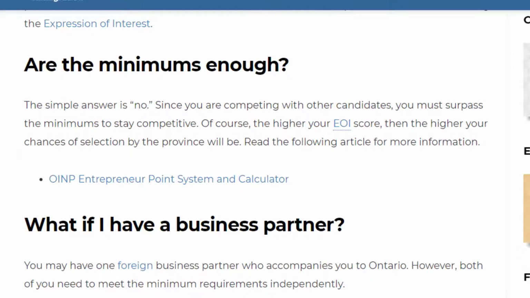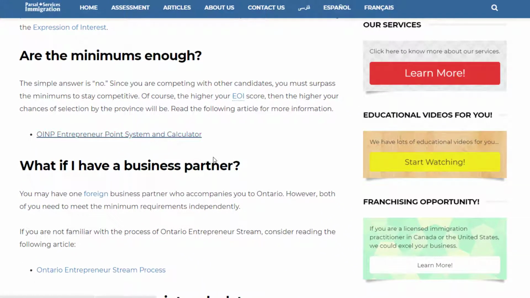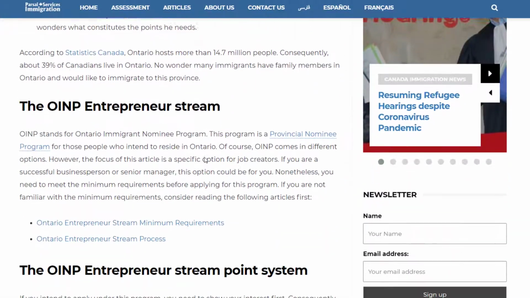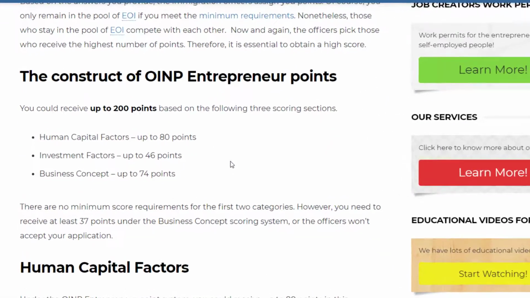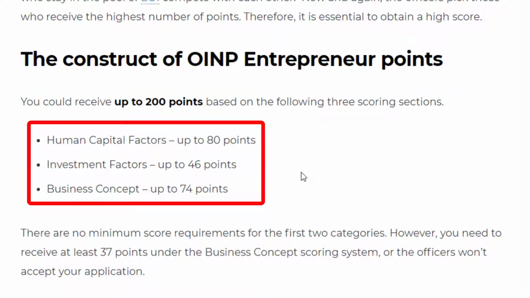Are the minimums enough? Unfortunately, they are not enough. You also need to have enough points, and that's why we have created a calculator. But before I show you the calculator, I'll quickly review the points that you could gain. The maximum number of points that you could receive is 200, and they are divided into 3 major sections.